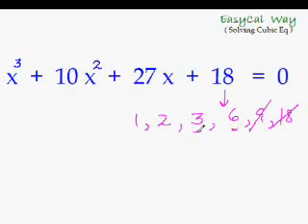6 plus 3 is 9, and 9 plus 1 is 10. So that means the three factors are 1, 3 and 6. Now just change the signs and you have solved this cubic equation. See, x equal to -1, x equal to -3 and x equal to -6.